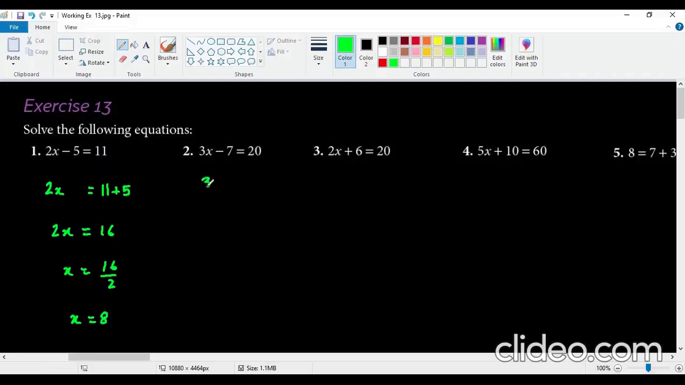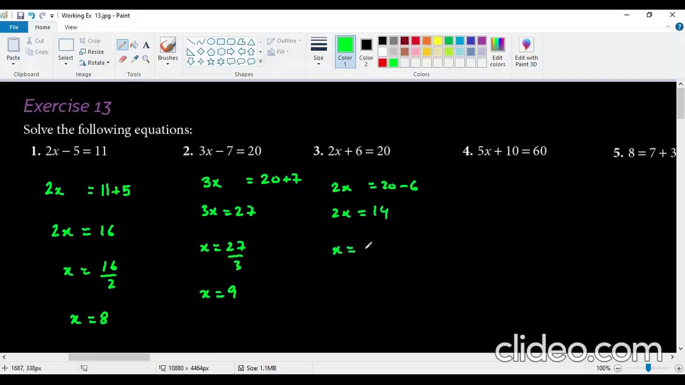Next is same kind of question. It is 20, and minus 7 will go to the other side and becomes a plus 7. So this is going to be 3x equals 27, and 3 is multiplying on this side, and other side it will go and divide 27 by 3. So this is going to give us a 9. Next is 2x equals 20, and plus 6 becomes a negative 6, and 2x equals 14. That means 2 is multiplying on this side, and other side it will go and divide 14 by 2. It's going to give us a 7.